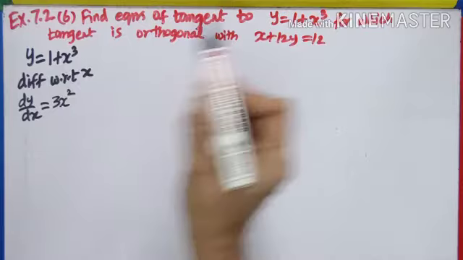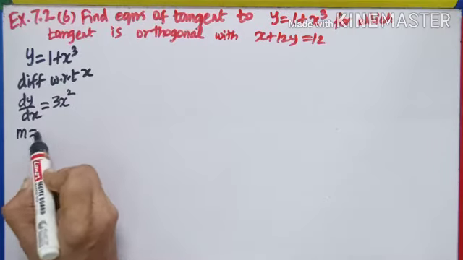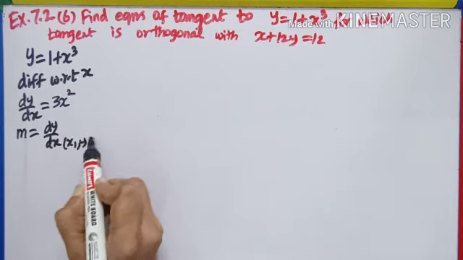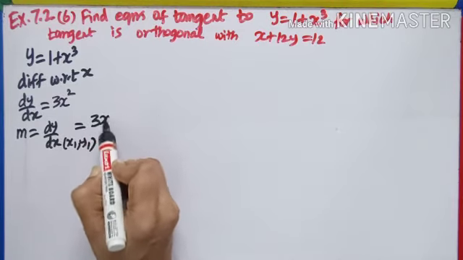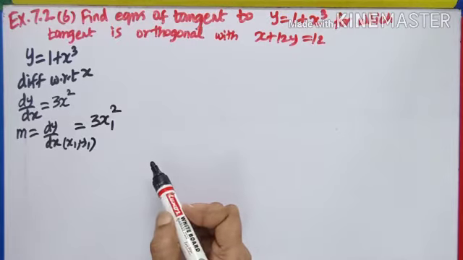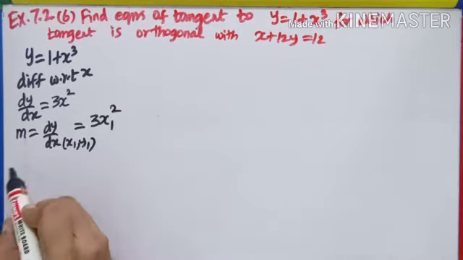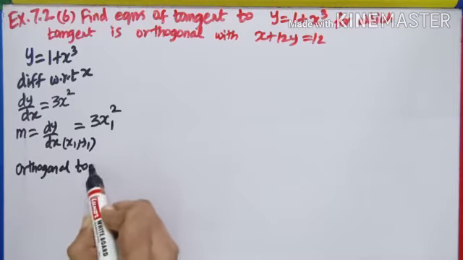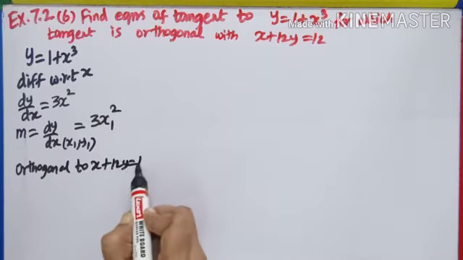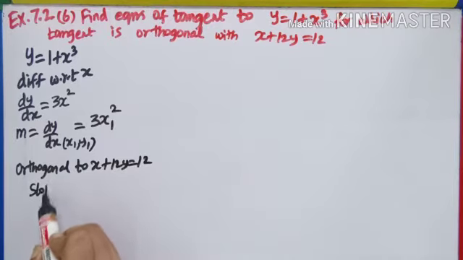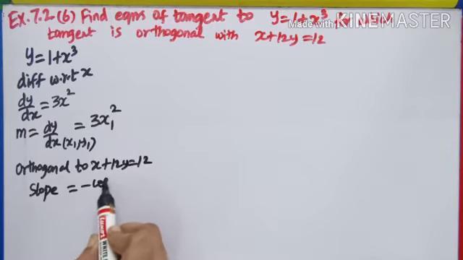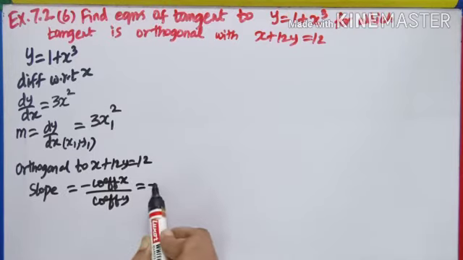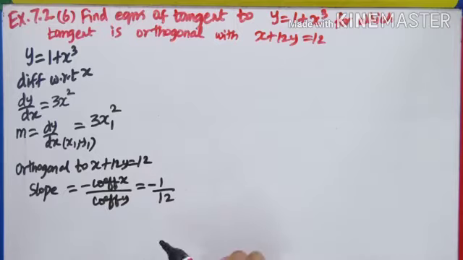Now, this is with respect to the curve. So, m equals dy by dx at the point x1, y1. So, I get 3x1 square. Second condition, orthogonal to. What is the line given? X plus 12y equals to 12. Slope, what is the formula? Minus coefficient of x by coefficient of y, that is minus 1 by 12.